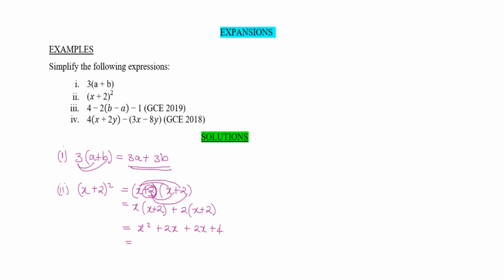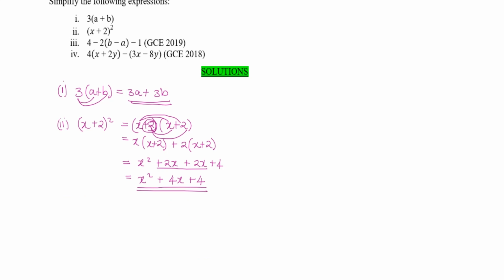From there, you can simplify. Let's see what can be added. Plus 2x and plus 2x can be added because they are like terms. So this x squared just stands on its own. Then plus 2x and 2x will give us 4x, then plus a 4. When we look at this expression, there are no like terms, so that will be our answer.